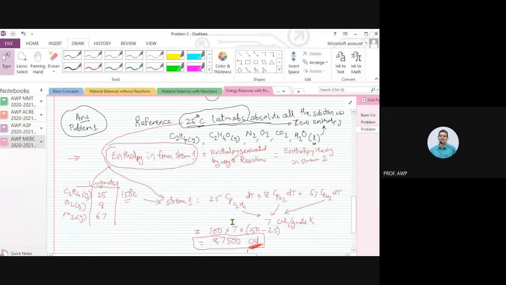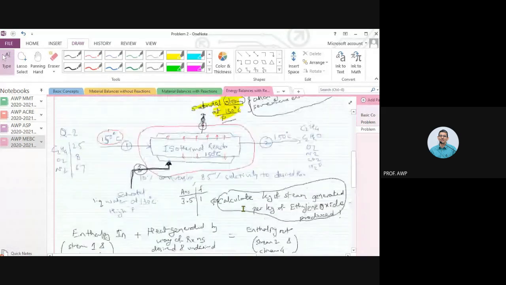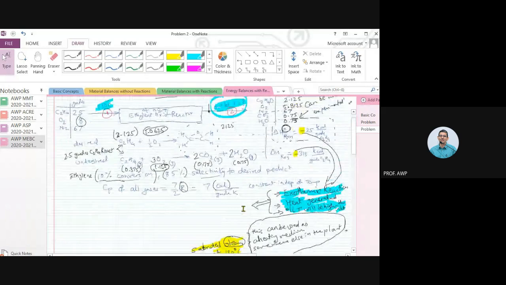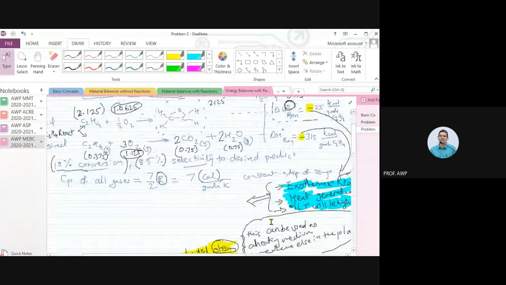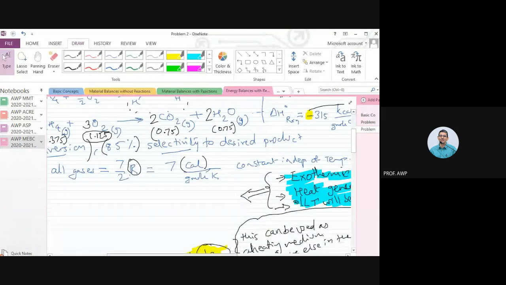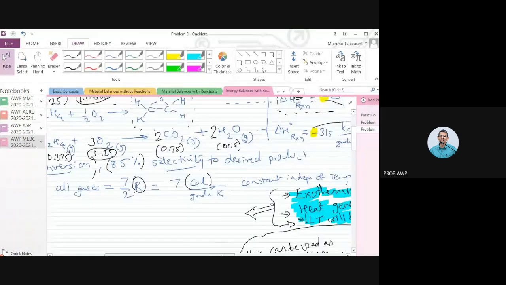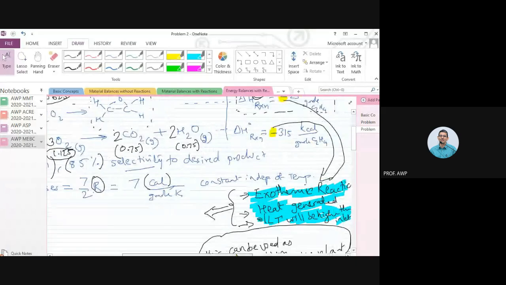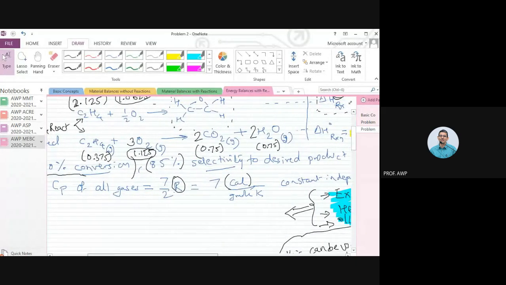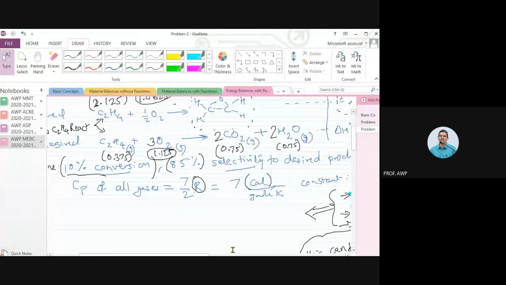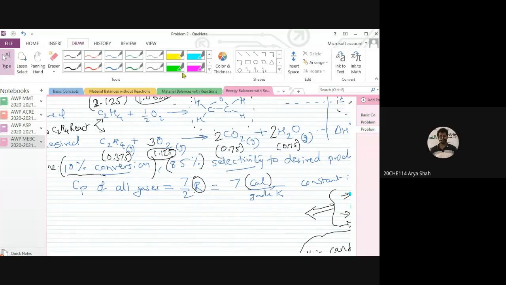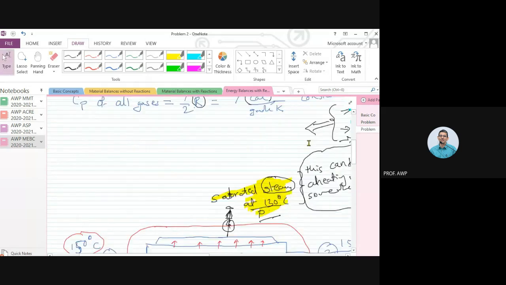Now, one more small thing that we need to take care of is the heat of reaction for the second reaction. Heat of reaction for the second reaction is minus 315 kilocalories per gram mole of ethylene. Look at the state of water that I have given in the second reaction. What is the state of water in the second reaction? Gaseous. Gaseous, right?